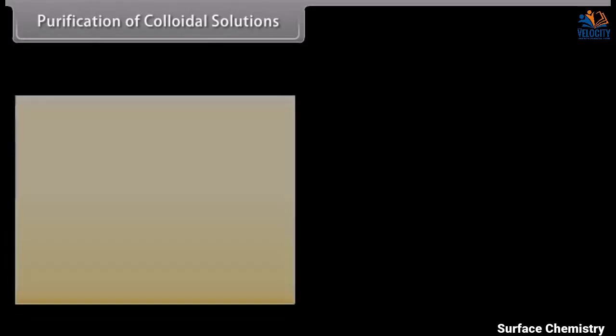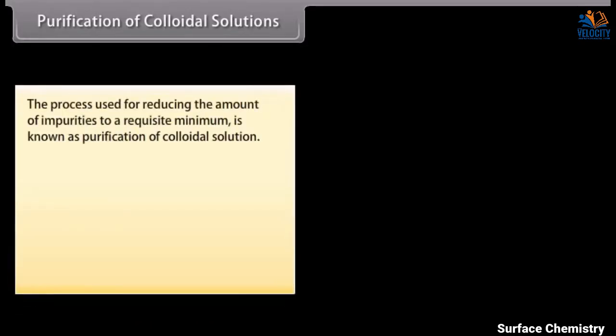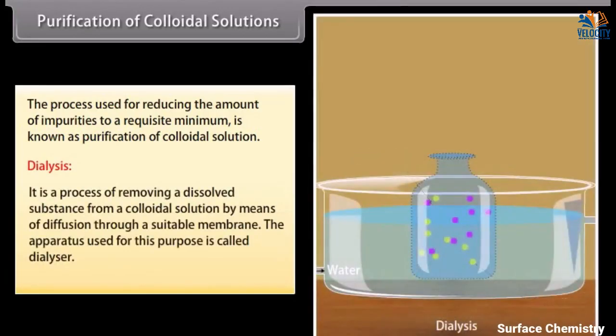Purification of colloidal solutions. The process used for reducing the amount of impurities to a requisite minimum is known as purification of colloidal solution. The purification of colloidal solution can be done by the following methods. Dialysis. It is a process of removing a dissolved substance from a colloidal solution by means of diffusion through a suitable membrane. The apparatus used for this purpose is called a dialyzer.